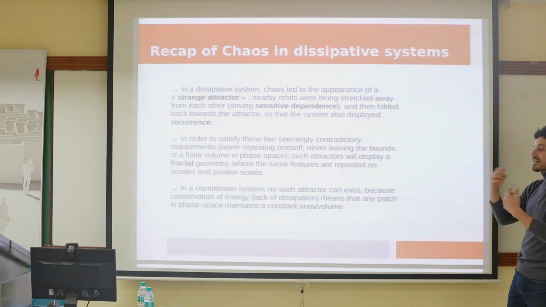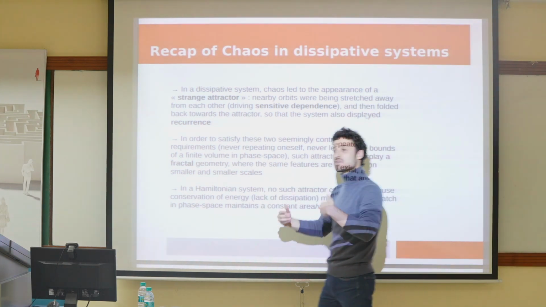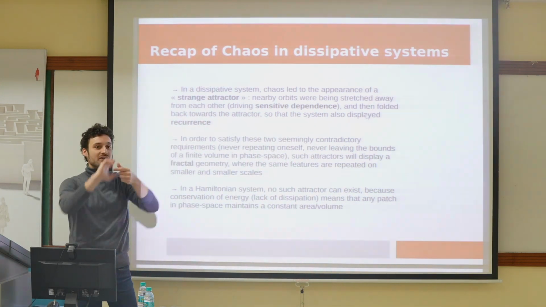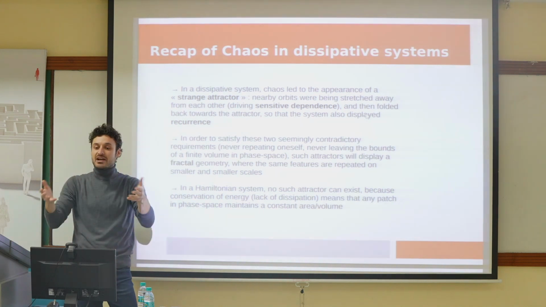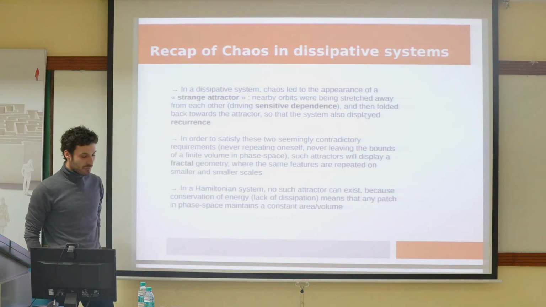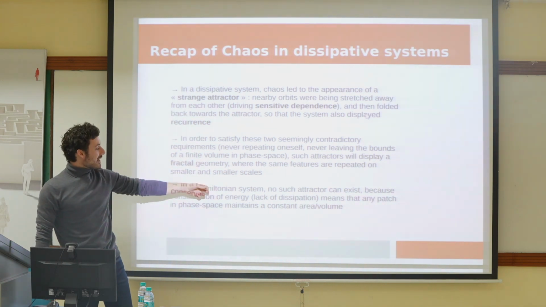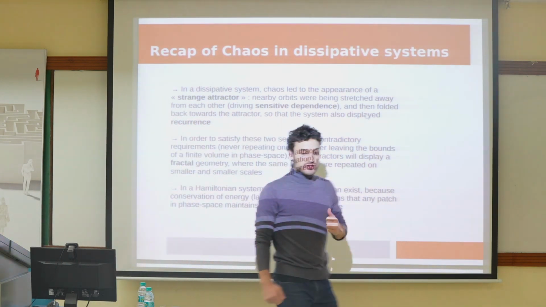Have features that can keep repeating themselves over smaller and smaller scales, so that eventually you can fit in a completely chaotic orbit within a finite volume in phase space.